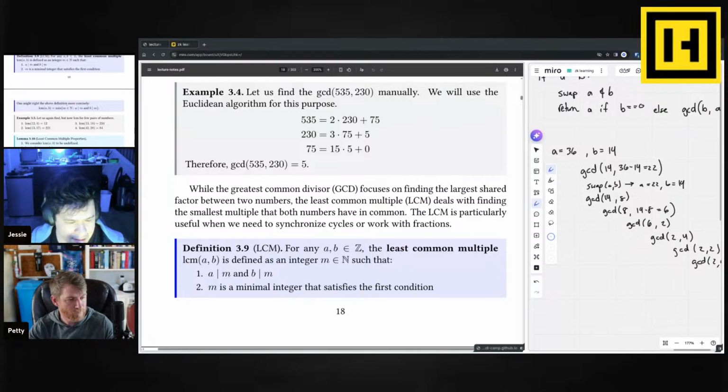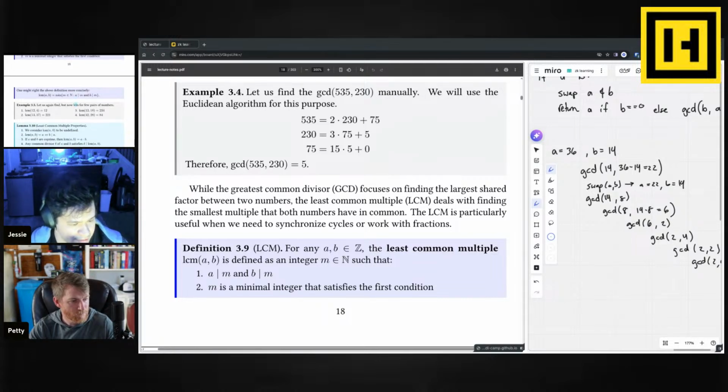I don't remember how you read the colon. How do you read the colon? Divisor of... such that? No, colon, not a bar. This one. Parameterized by. A is a divisor of M and B is a divisor of M.